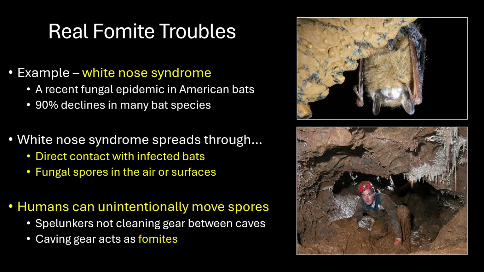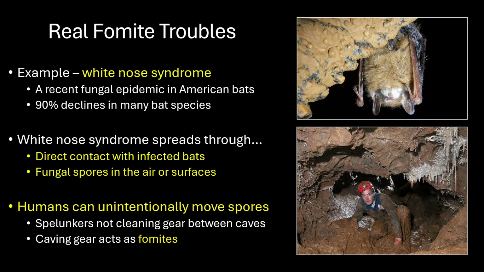A great example of that would be white nose syndrome in bats. White nose syndrome is a fungal species that infects bats, and it's currently causing a pretty significant epidemic among American bat populations. It's led to significant declines in American bat species, and in some species like the little brown bat, we've seen almost a 90% decline. So the population has shrunk to only a tenth of its previous numbers.